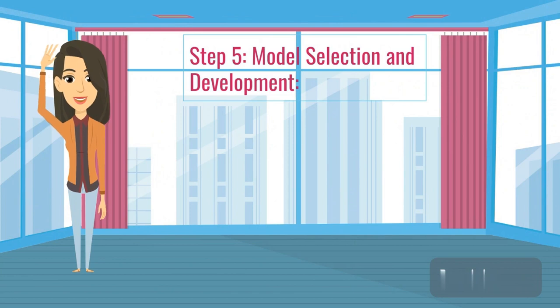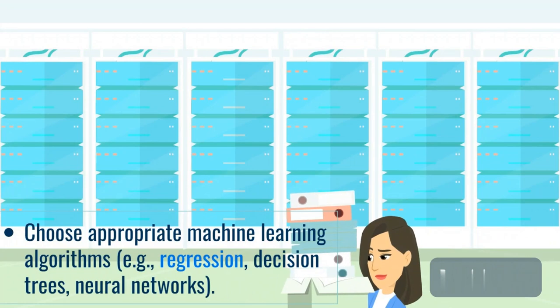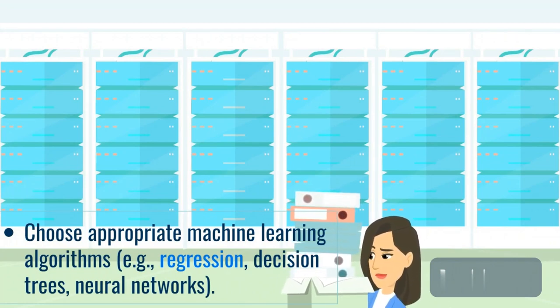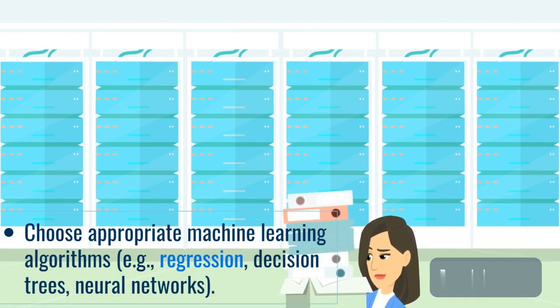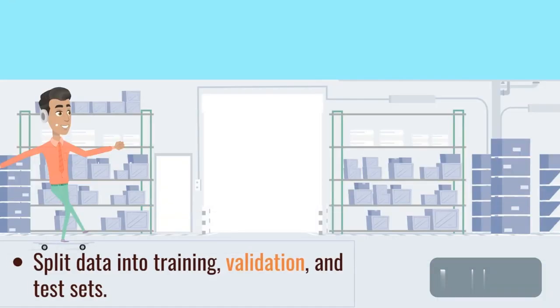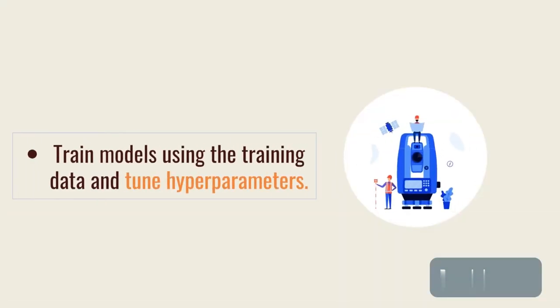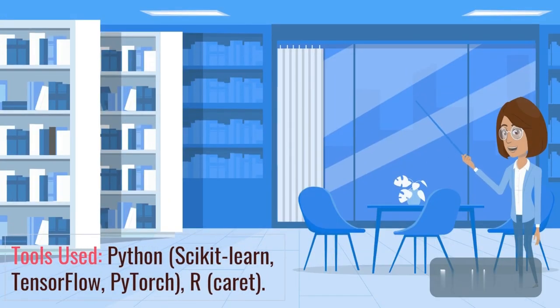Step 5. Model selection and development. Choose appropriate machine learning algorithms, for example, regression, decision trees, neural networks. Split data into training, validation, and test sets. Train models using the training data and tune hyperparameters. Tools used: Python, scikit-learn, TensorFlow, PyTorch, R, Caret.